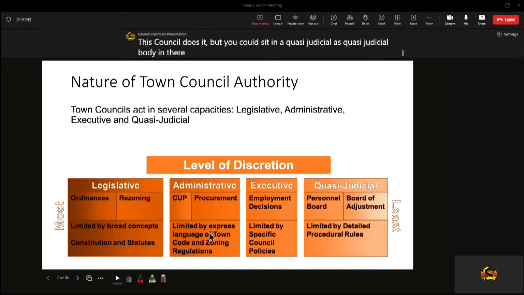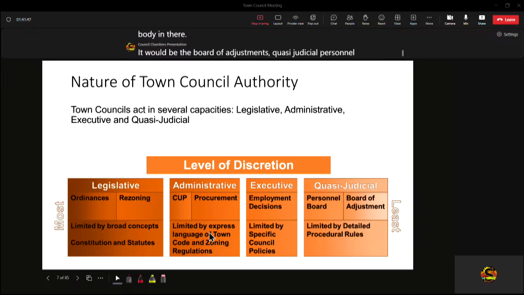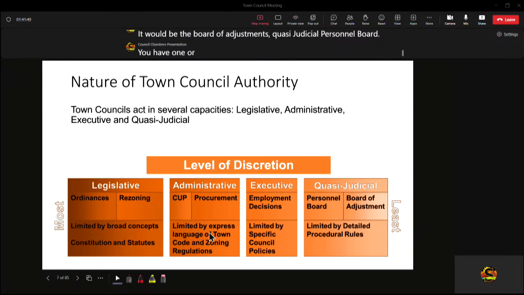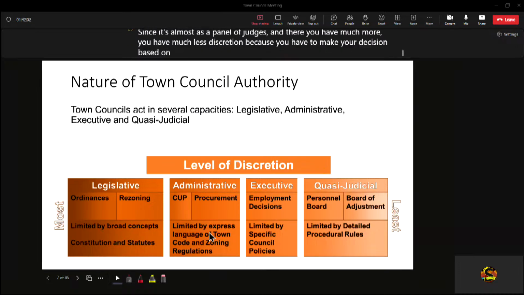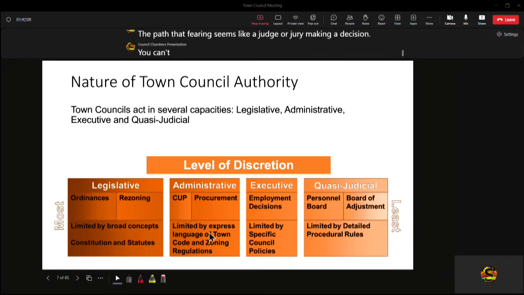There, the Board of Adjustment sits quasi-judicial, as would a Personnel Board, if you had one, or a Personnel Appeals Board. It sits almost as a panel of judges. And there you have much less discretion, because you have to make your decision based only on what's presented at that hearing. It's just like a judge or a jury making a decision. You can't bring any outside information in.